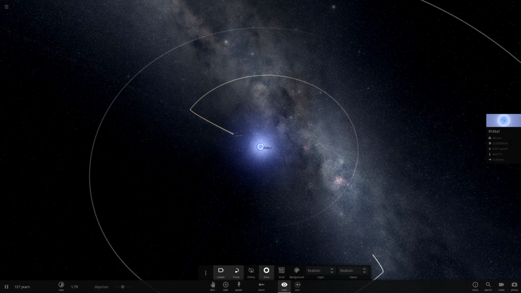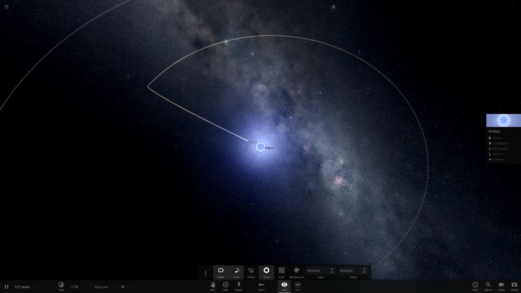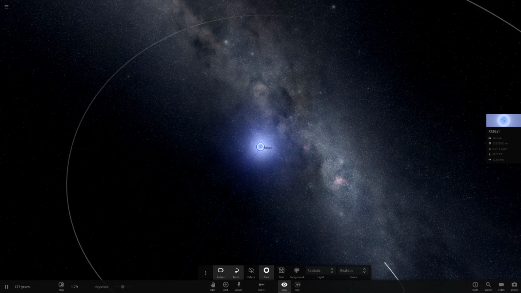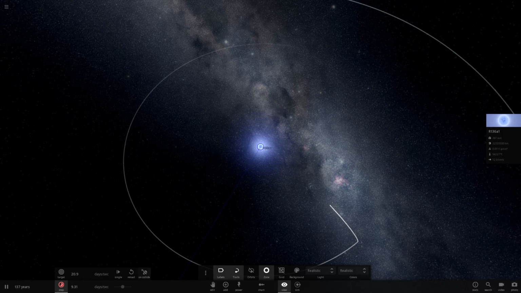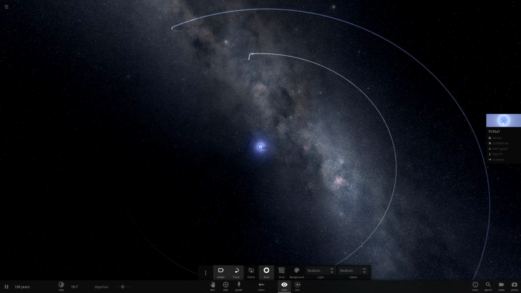Oh, what's that? Here comes Jupiter. It's going to go right into the star. It might even make it go nova. Nope, doesn't look like it destabilized it. Here comes Saturn. Straight into the star.